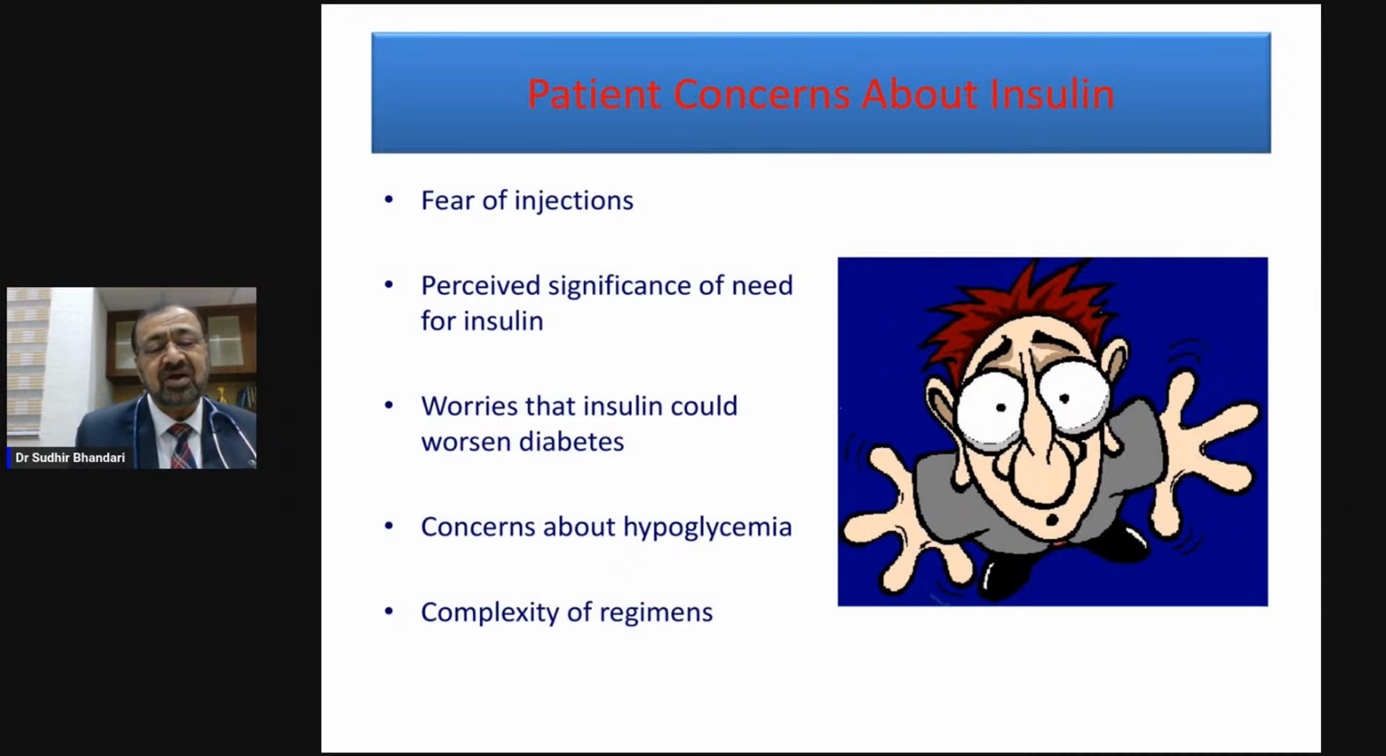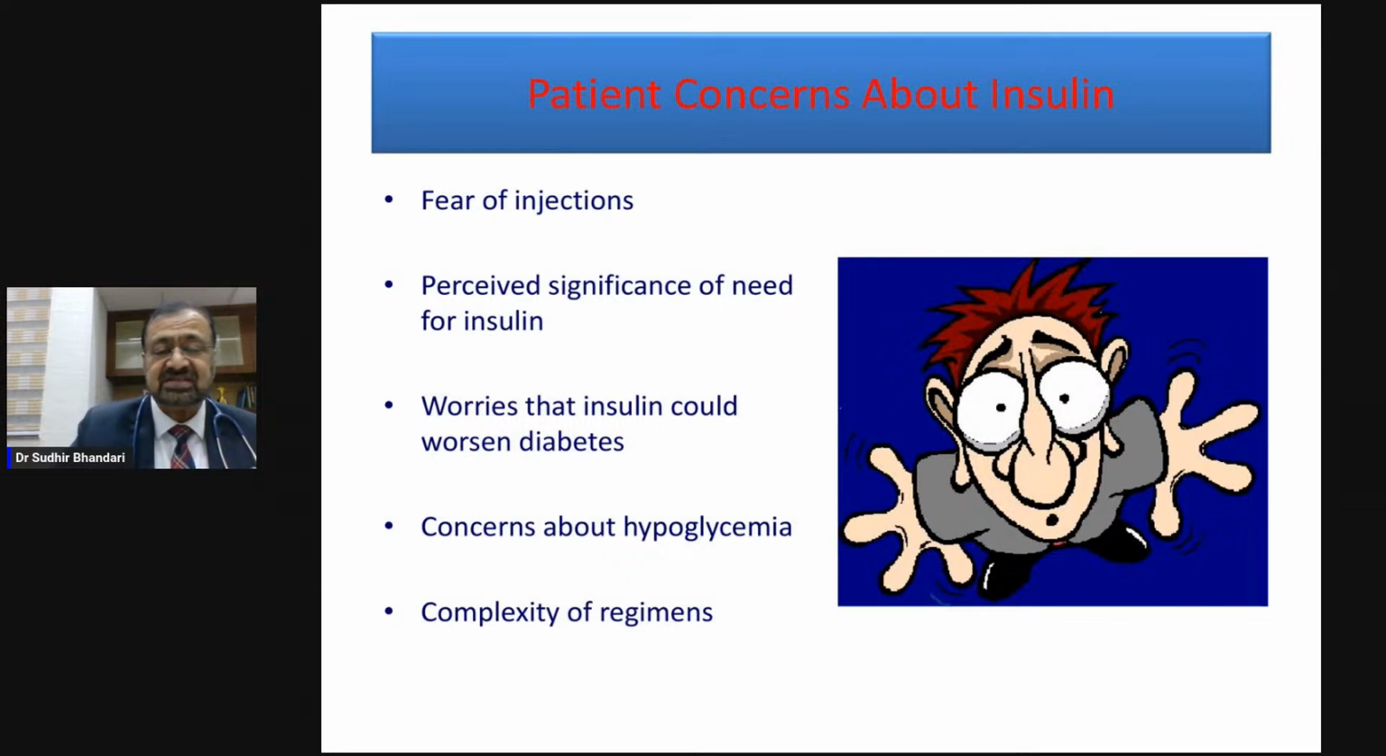And patients have one question: if I take insulin once, will I have to take it for my whole life? In many patients, if good glycemic control is achieved, we are able to reduce the doses or stop insulin. But once a patient requires insulin, the patient becomes insulin dependent. Try to educate him that the moment a sense of well-being comes, you will feel very happy that it was the right decision to take insulin. So worries that insulin could worsen diabetes, please clarify this.